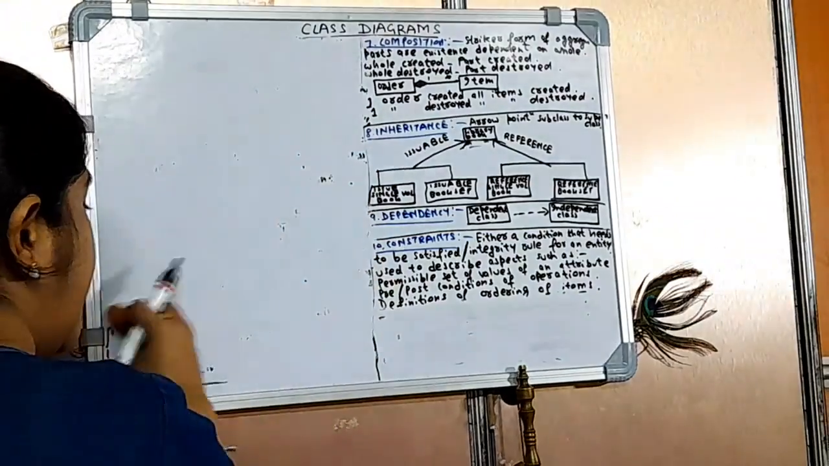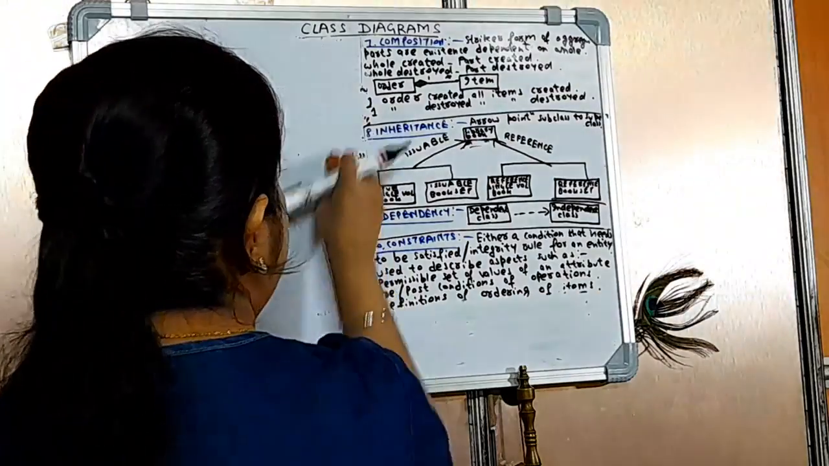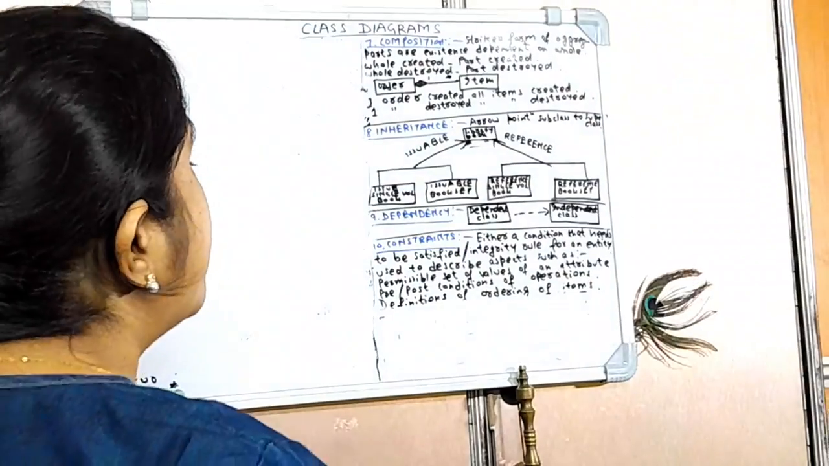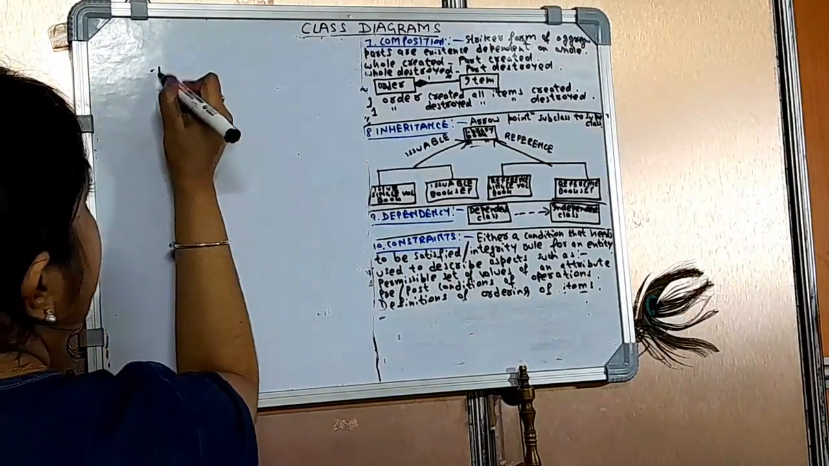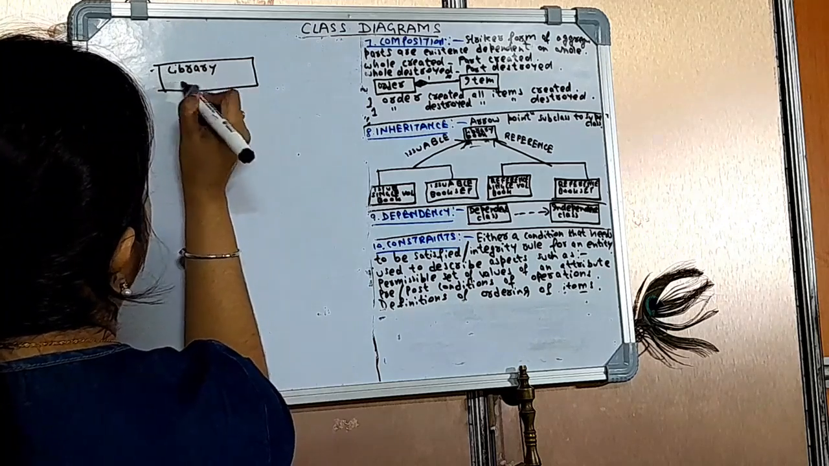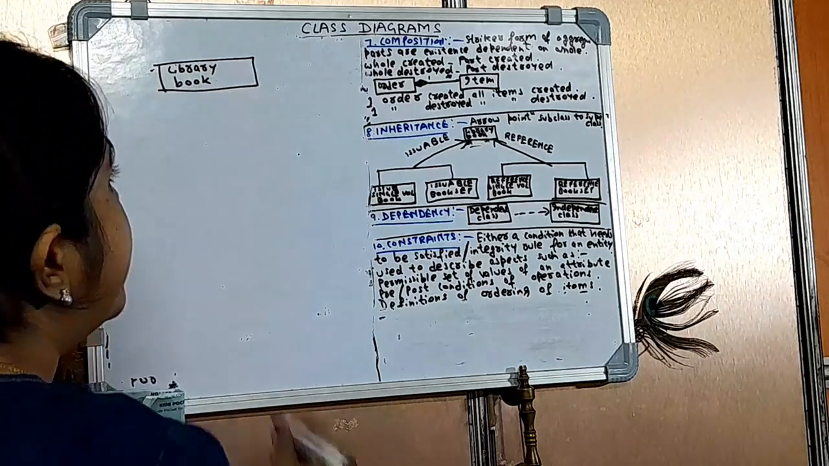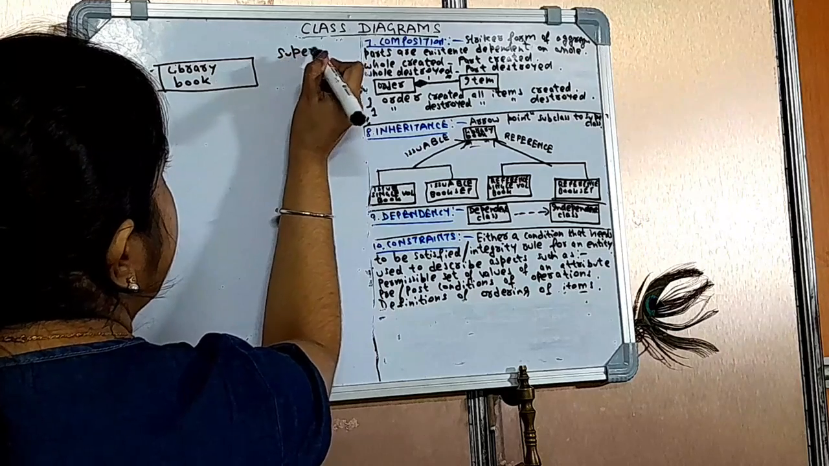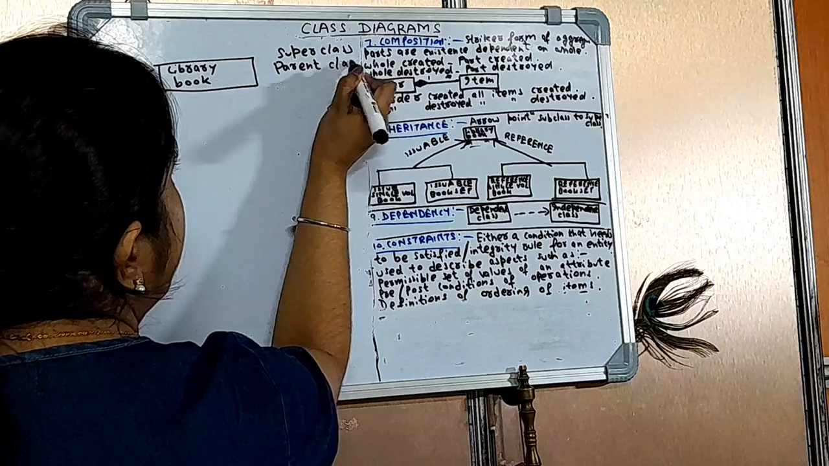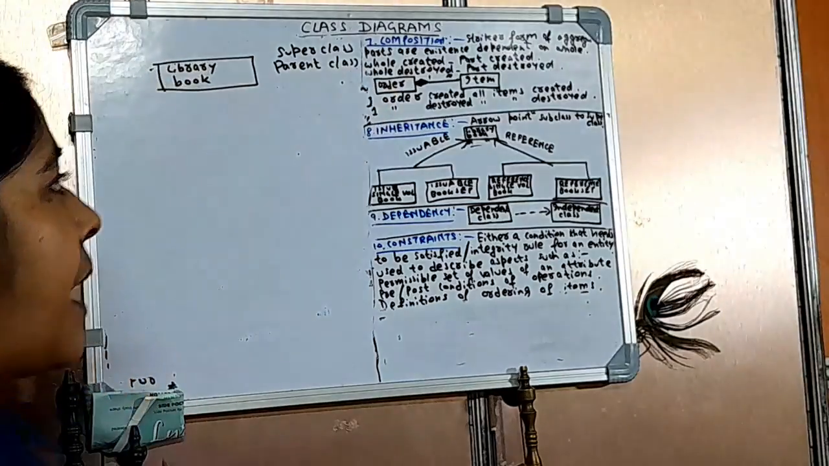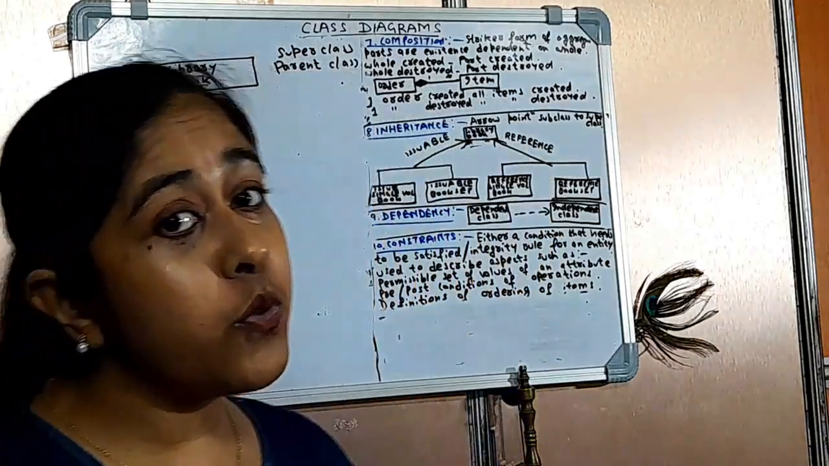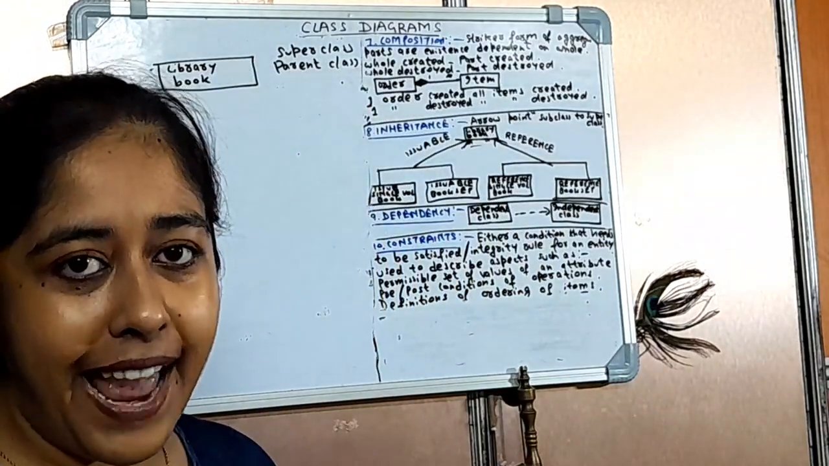Inheritance we have also seen in Java: multiple inheritance, multi-level inheritance, single inheritance, many things. The same thing is here also. So here the arrowhead is the main thing. If I am talking about a library book, this is my superclass, that is my parent class. So subclass to superclass. The superclass is my parent class, which is going to be inherited by the child classes.